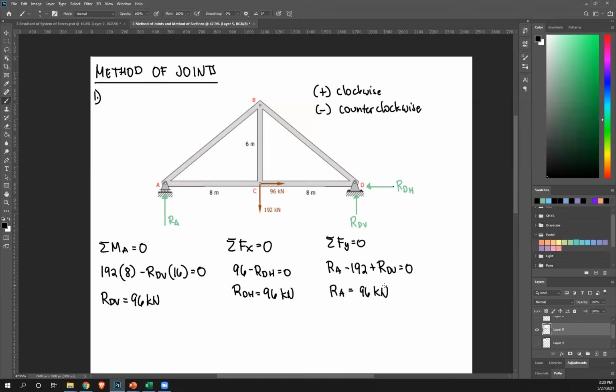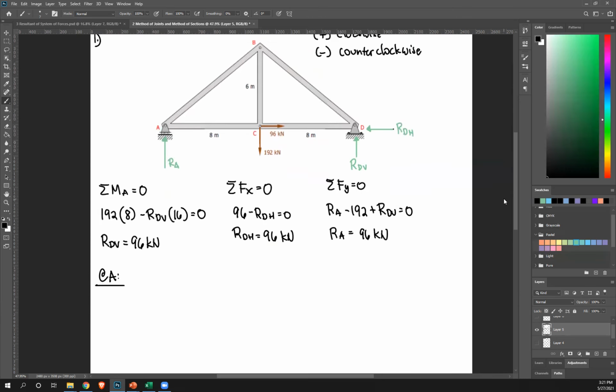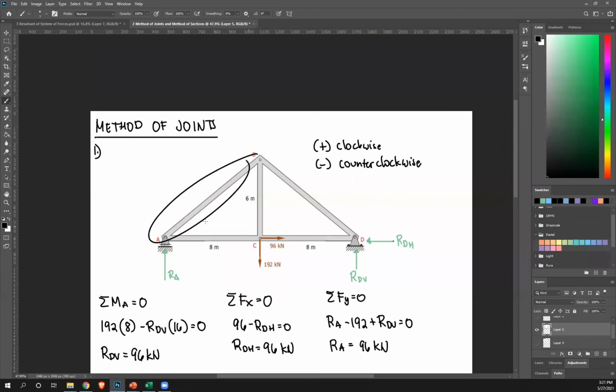Okay, now that you've got your reactions, you can now choose where you'd like to start your method of joints. You can either start at A or start at B. I like starting at the left. So let's start at A. Okay. Next step would be to draw free body diagram. So this is your point A. We have reaction here, so draw that. That's your RA. Next, make intelligent guesses on the direction of your force in member AB and AC.